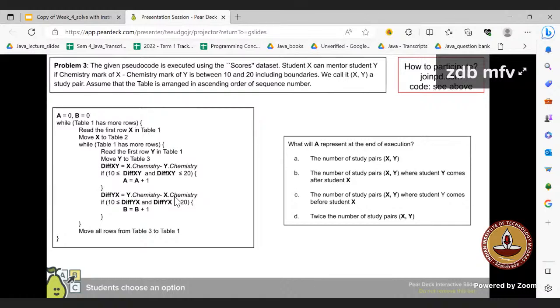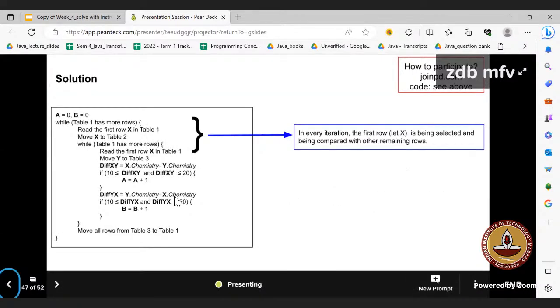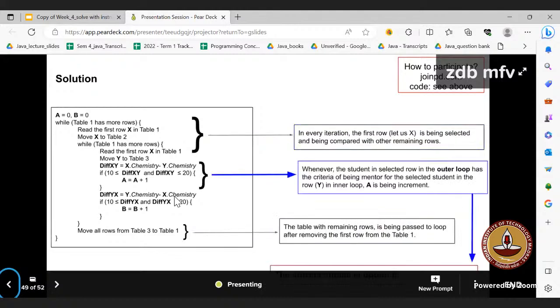Okay, that means the sequence number matters here in the question. I will show the explanation for this. So here, whenever the student selected in the row in the outer loop has the criteria of being mentor for the selected student in the row Y in the inner loop, A is incremented.